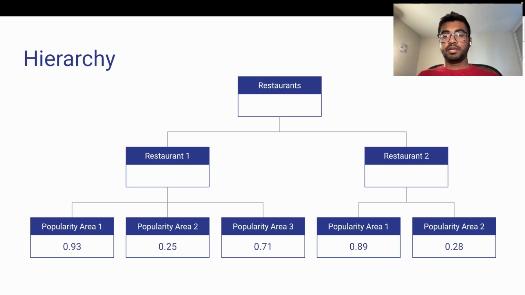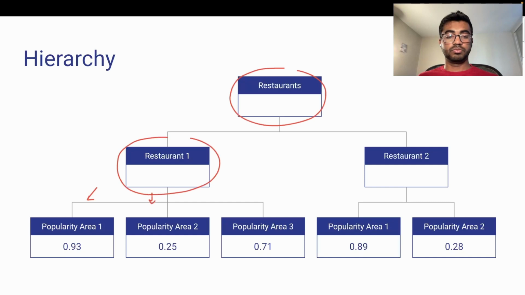Okay, talking about the hierarchy, we have restaurant at the root level here. So restaurant can include multiple restaurants, restaurant 1, restaurant 2. Suppose restaurant 1 is here, restaurant 2 is here, and restaurant 1 has three popularity values: 1, 2, and 3. That means the popularity of this restaurant in area 1 is 93%, popularity in area 2 is 25%, and popularity in area 3 is 71%. The same goes for restaurant 2.